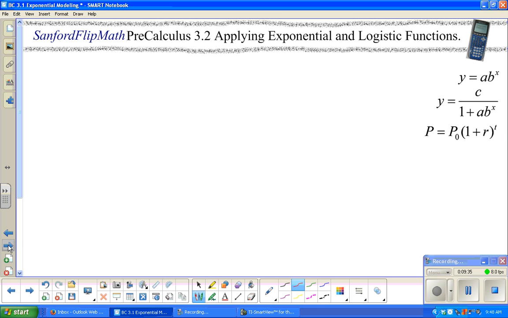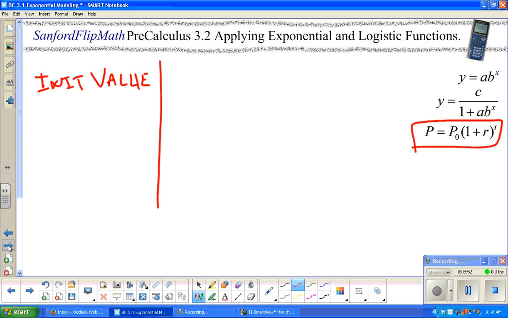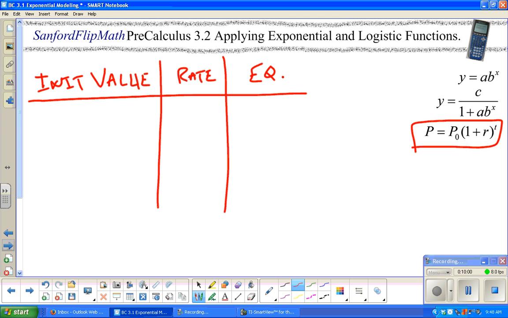All right, so this is over here. It was actually there the whole time. You probably just didn't notice it there. Okay, so we're going to just look at some quick examples. We'll do some kind of initial value, we'll do some kind of a rate, and then we're going to build an equation. Okay, so this is just going to be a little shorthand way for us to kind of do a bunch of examples in a hurry.